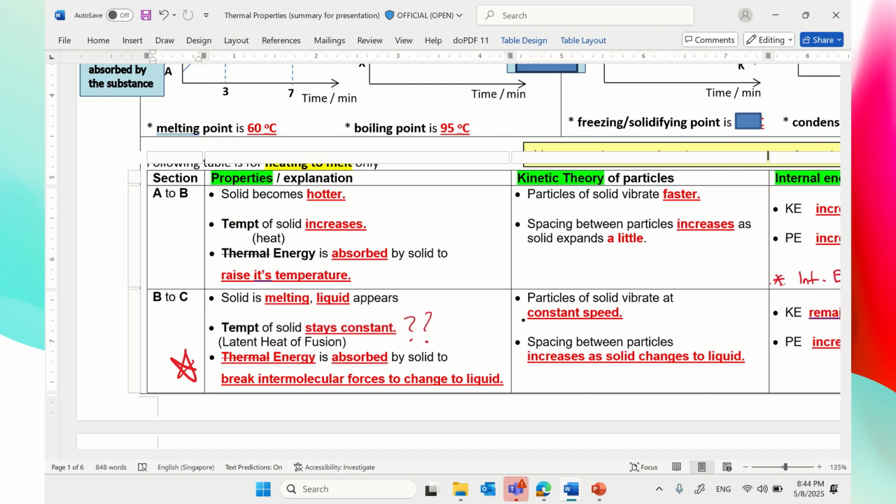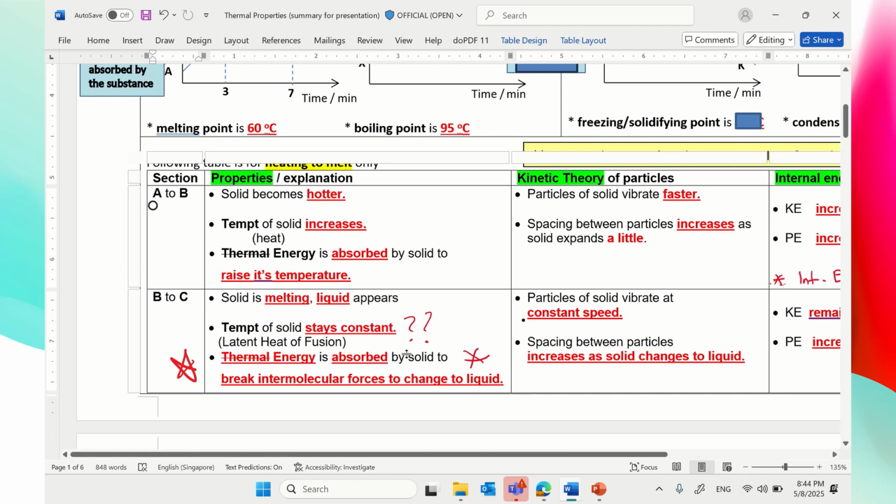The reason why it stays constant is because, although it's being heated, the latent heat of fusion is absorbed by the solid. It was used to what? It was used to break intermolecular forces to change the solid to liquid. It wasn't used to increase the temperature. That's why the temperature stays constant.